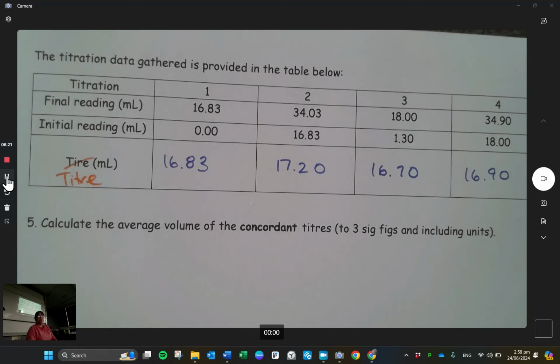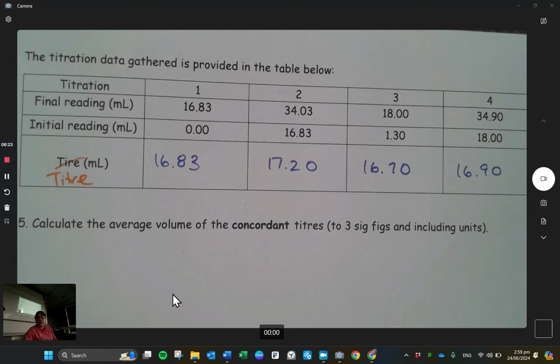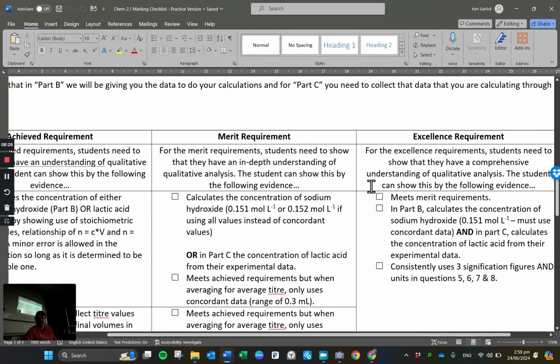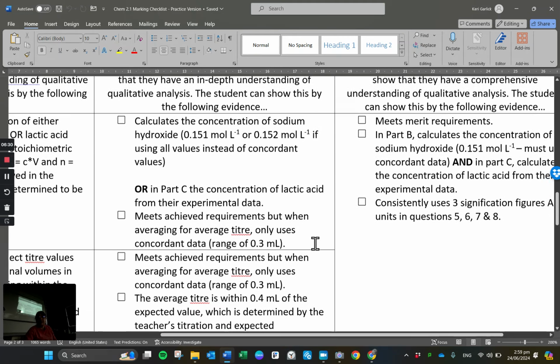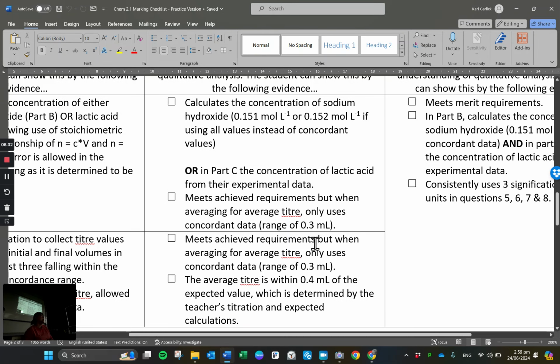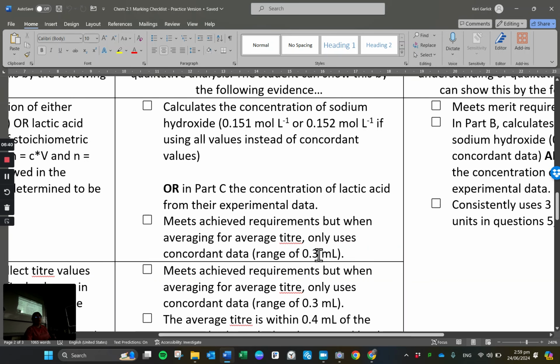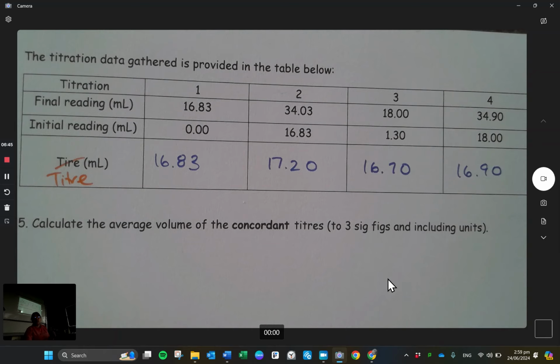All right, something else to keep in mind. Let me pull up the marking schedule so you're aware of it, and let me zoom in so you guys can see it. Something that is required for the merit and excellence. So it's a merit requirement, and in order to get excellence, you need to get the merit anyway. And that is the range. So the range needs to be within 0.3. Let me unpack what that means. So 0.3 needs to be your range.